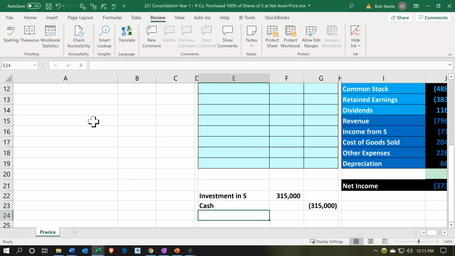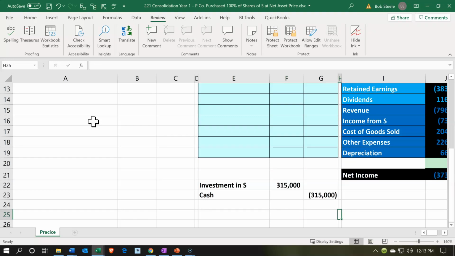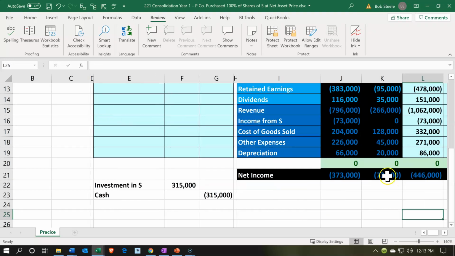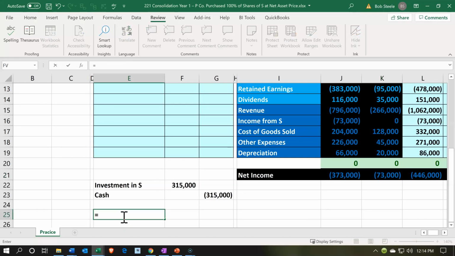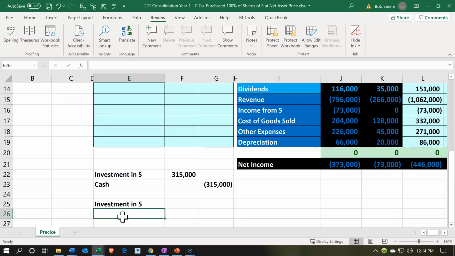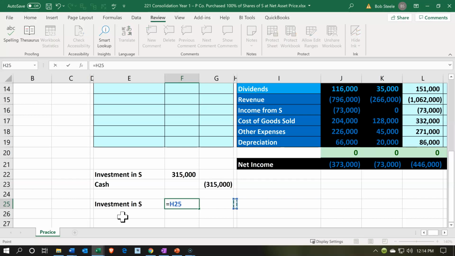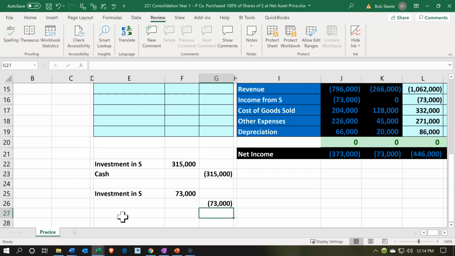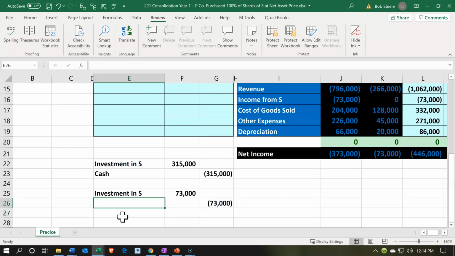And then what happened is S earned, we could see their net income, this 73,000. So when S earned 73,000, that means the investment increased by that 73,000. Let's just type it in there: 73,000 and credit the 73,000. And that is going to go into the income, right? And that's where that income line is coming from. So there's the income line.